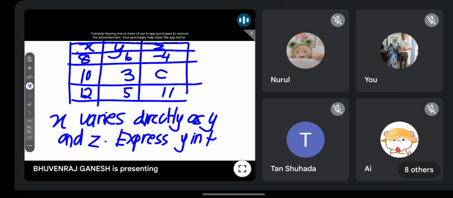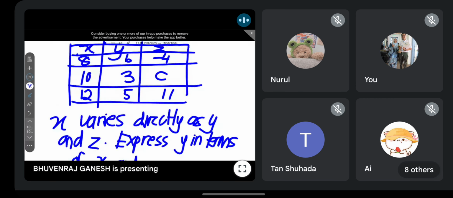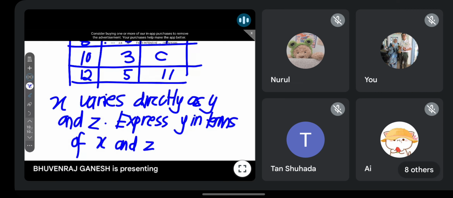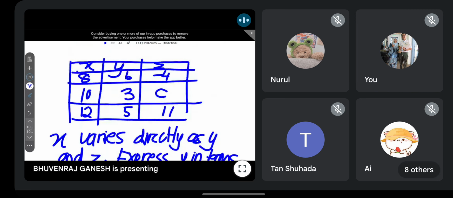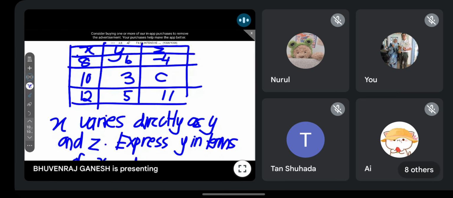For those in BM, saya akan translate. Jangan risau. Okay, so for English, you all read the question and see. Okay, so for BM, soalan dia macam ni. X berubah secara langsung dengan Y dan Z. Ungkapkan Y dalam sebutan X dan Z. Okay, berdasarkan semua info ni lah yang sudah diberi.